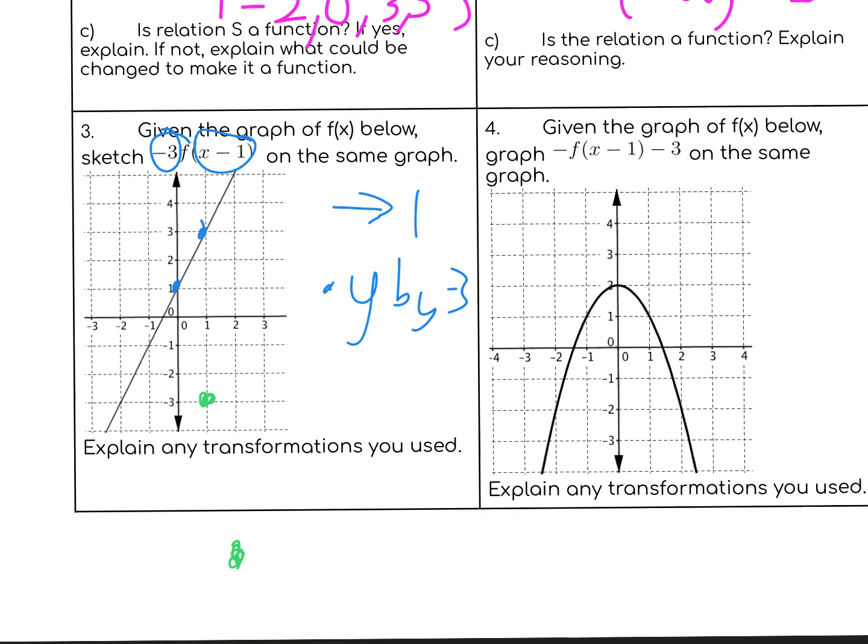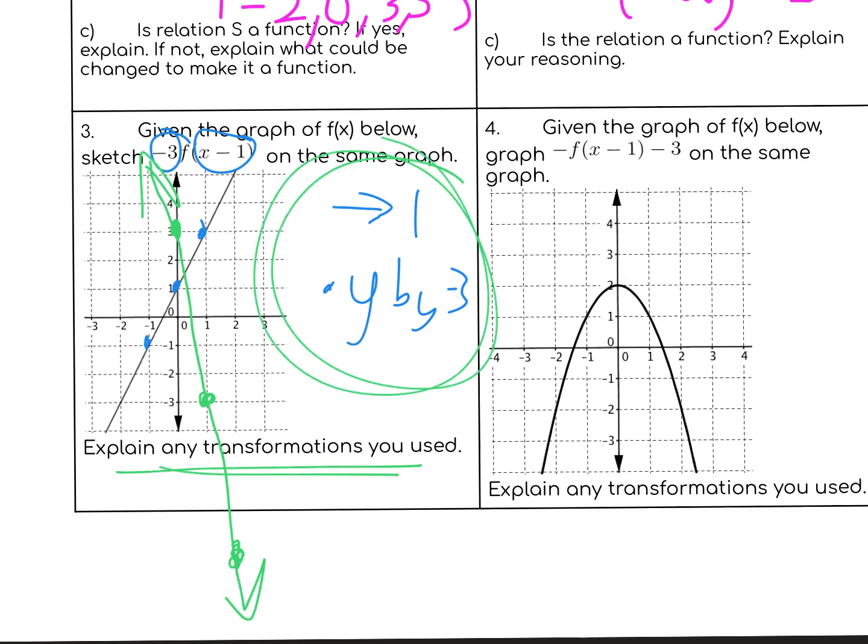I'm going to go with this point here, move right 1 goes to 0, multiply by -3, that goes to +3. I think that's about all I can do, because otherwise those points are going to go off the graph. It will look something like that. So your explanation is explaining this movement.